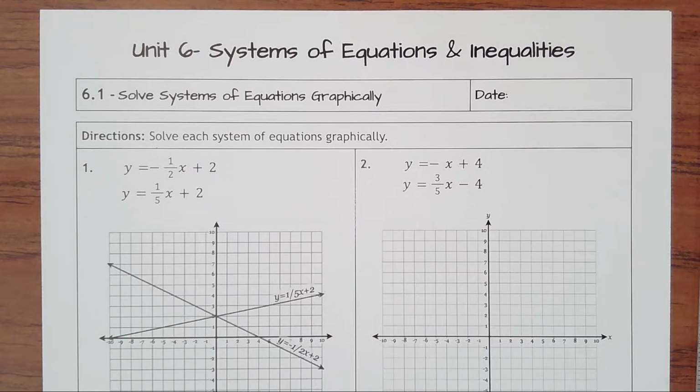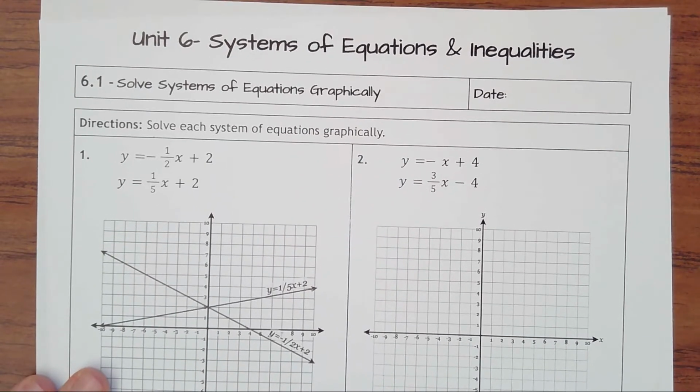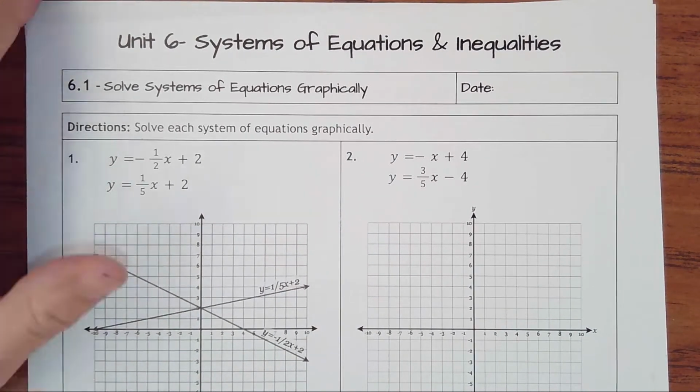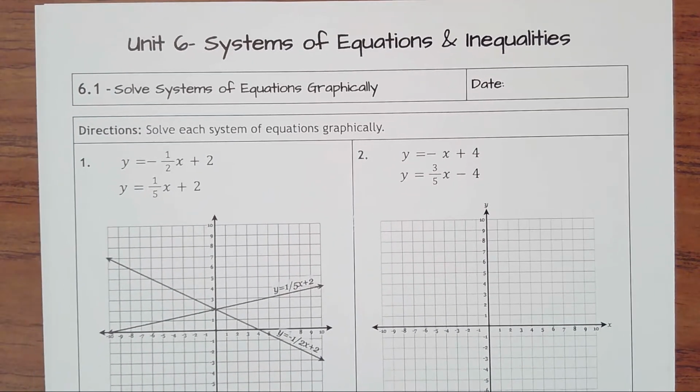Unit 6 is all about systems of equations and inequalities. Lesson 6.1 is going to be solving systems of equations graphically. So that means by graphing two of them. And what you're trying to look for is where the lines intersect.